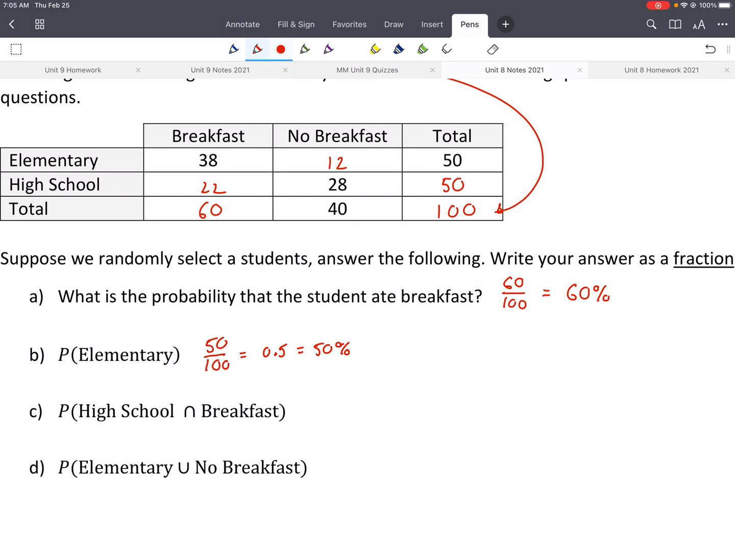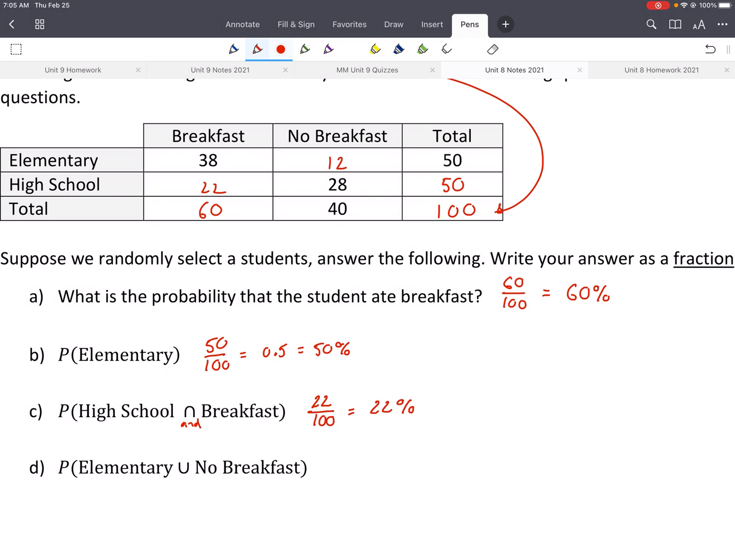Pause for a sec. Okay, so what is the probability of picking a high school student and eats breakfast? So high school and breakfast is 22. So there's 22 students that are in high school and have breakfast out of 100. So 22% of high school students have breakfast. Although, I don't know, that seems a little too low, but who knows.